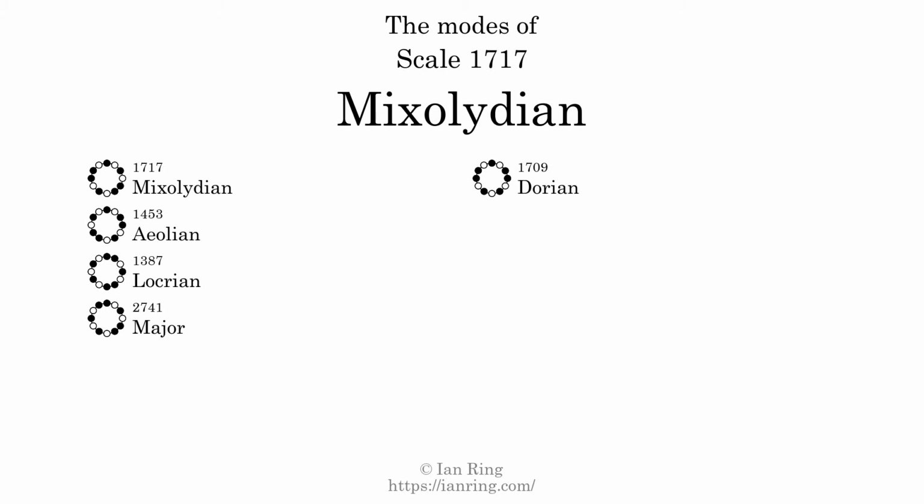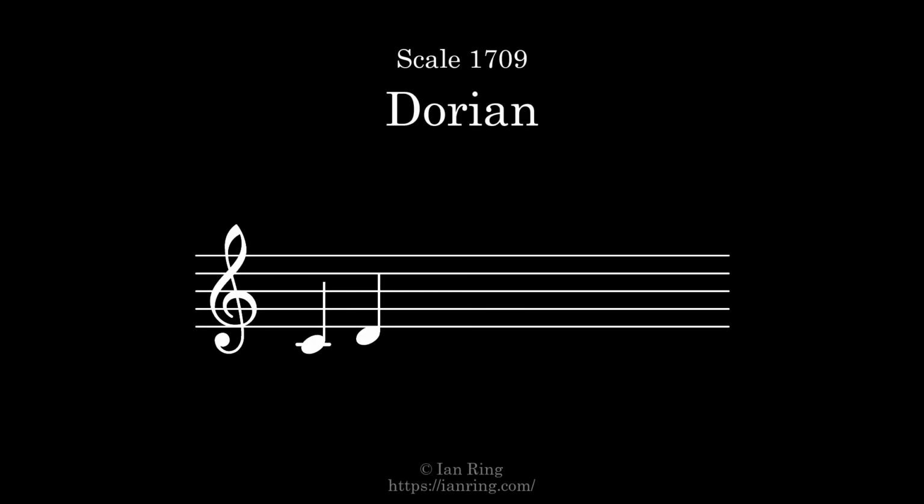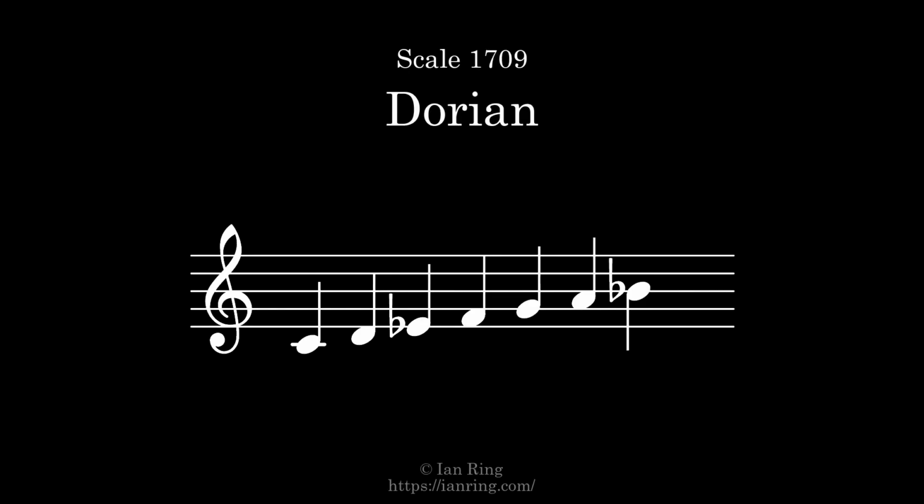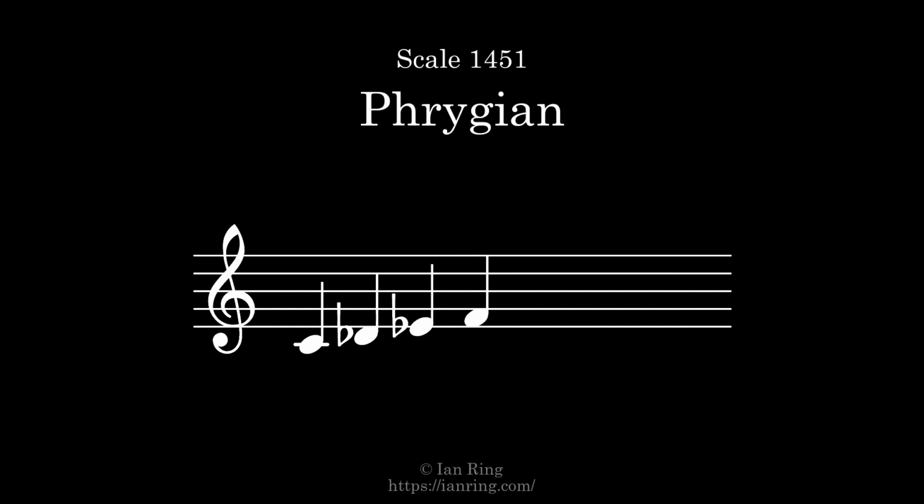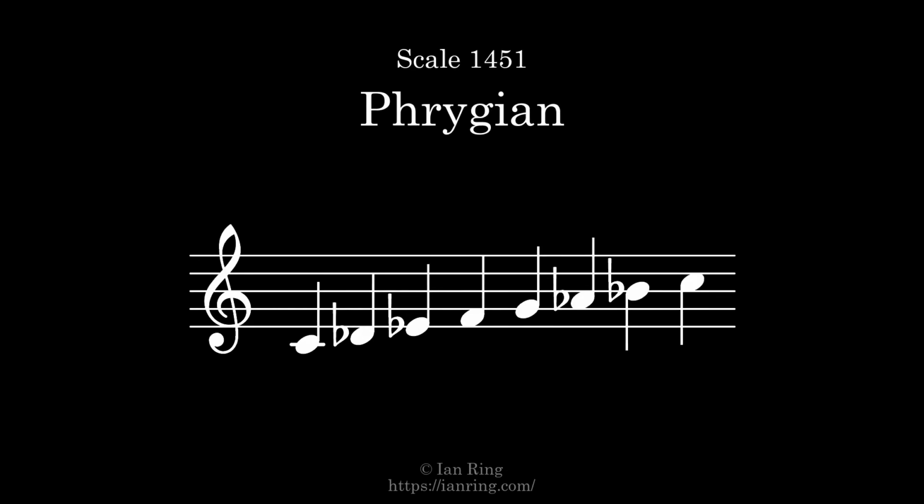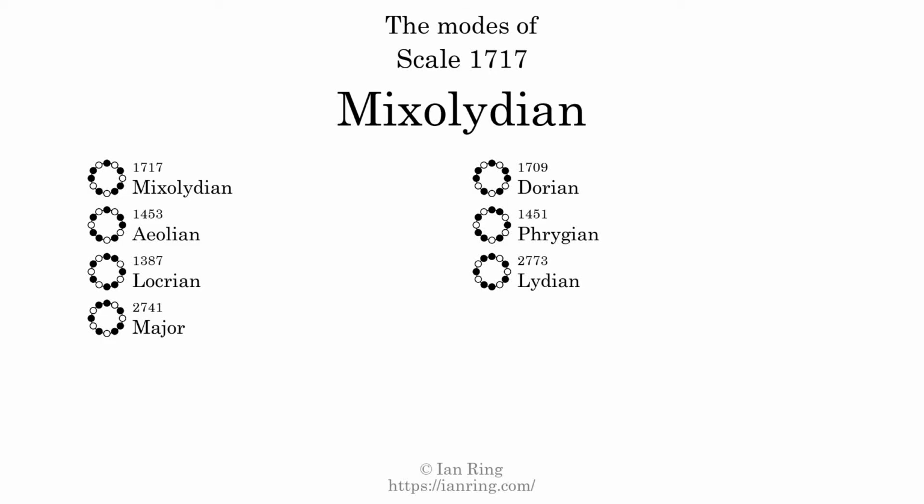The fifth mode is scale 1709, also known as Dorian. It sounds like this. The sixth mode is scale 1451, also known as Phrygian. It sounds like this. The seventh and last mode is scale 2773, also known as Lydian. It sounds like this.